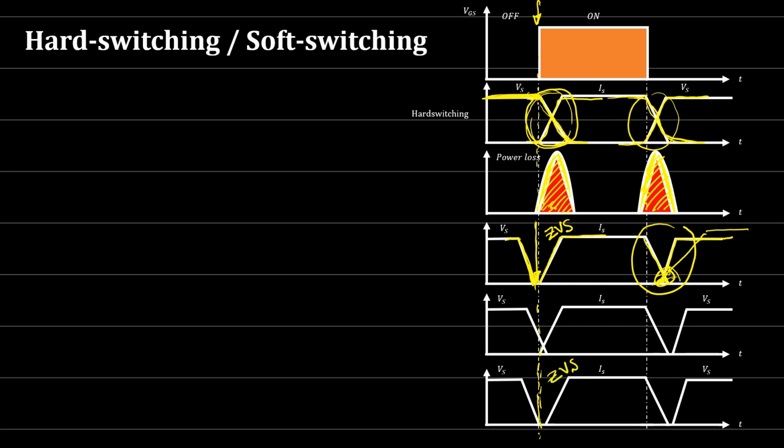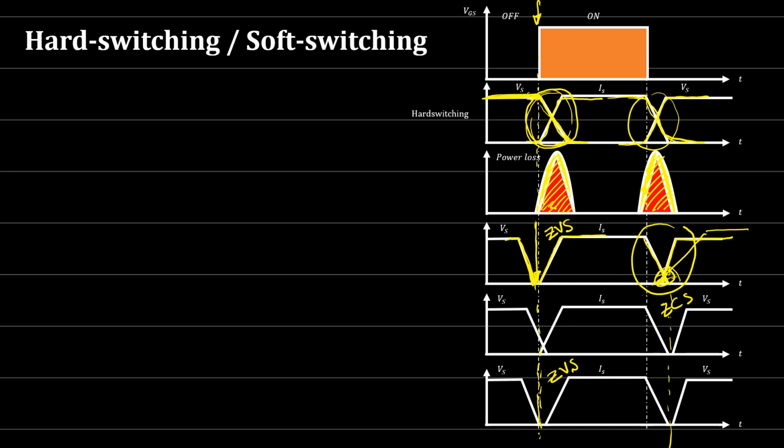Now for this point here, this one should be shifted here and the switching should be at this point. So the switching happens at zero current. We can say this is zero current switching, and so on. If we manage to get zero voltage switching or zero current switching, then this is what we call soft switching.